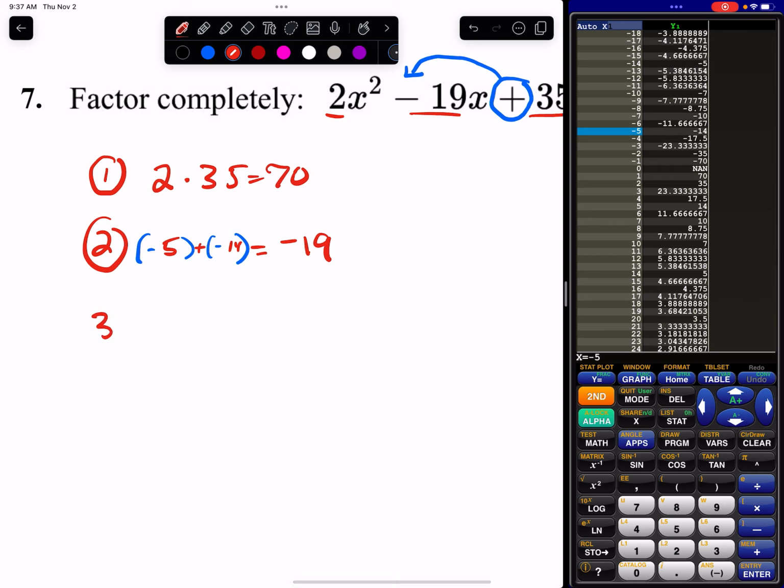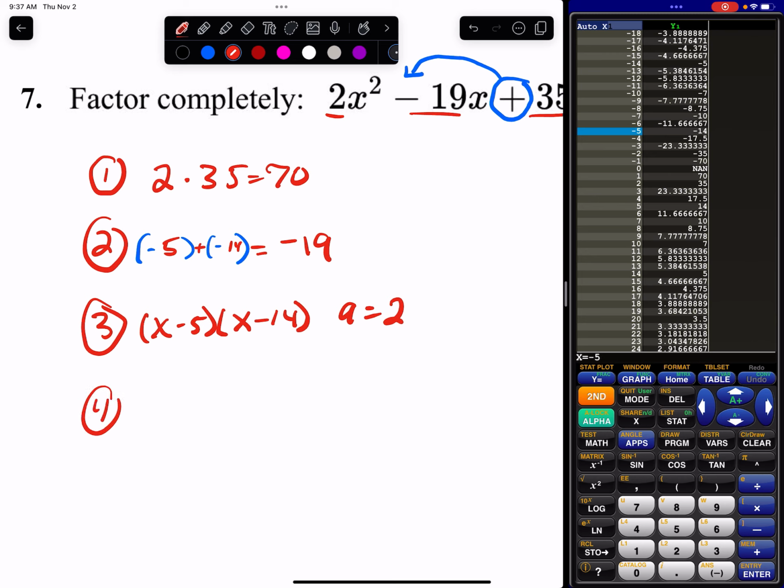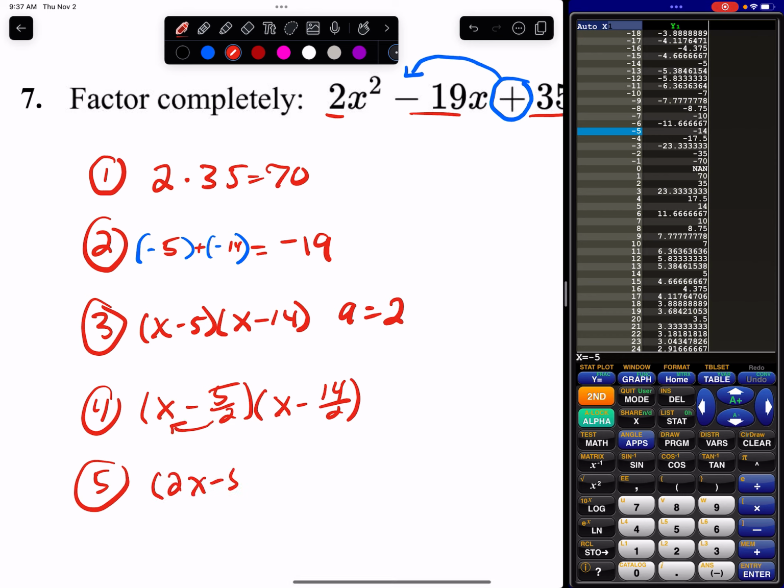Once we find it, step 3, write them in the binomials, x minus 5 and then x minus 14. And then our a value is 2 this time. So step 4, write them with the a values. x minus 5 divided by 2, and then x minus 14 divided by 2. And the last step, you should see if this 2 does not yield an integer, move it to the front: 2x minus 5. And then x minus 14 divided by 2 is x minus 7. Check, we are good to go.